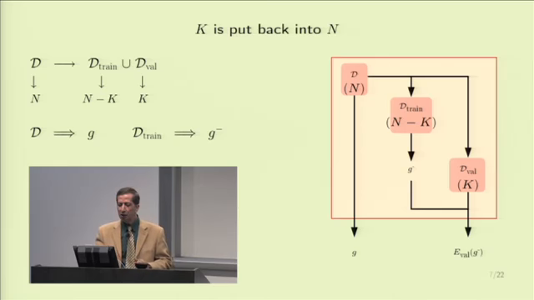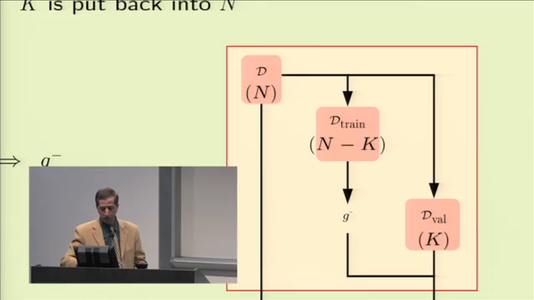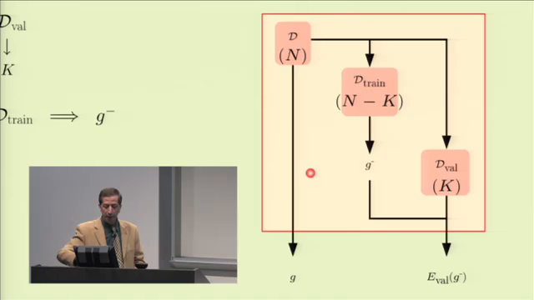Okay. So now here is the idea, if you look at the figure, okay? I have the D. If I use the training set by itself, I would get G. What I'm doing now is that I am going to take D train, which are fewer examples, and the rest go to validation. I use D train to get G minus, and then I take G minus and evaluate it on D val, the validation set, in order to get an estimate.